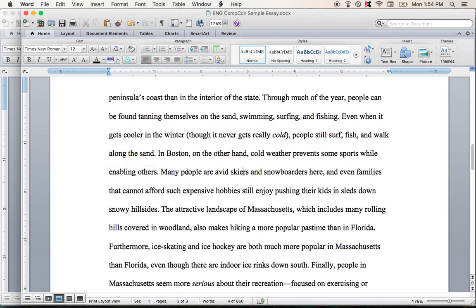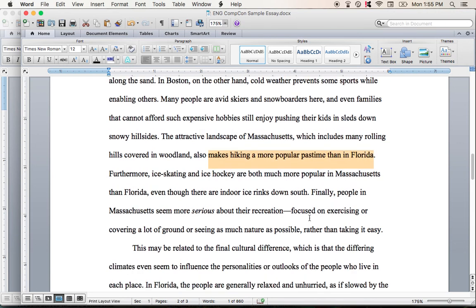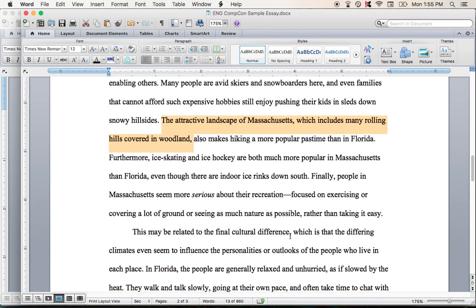And then we have other examples in Boston, on the other hand: skiing, snowboarding, sledding, and then hiking is more popular than in Florida. Ice skating and ice hockey. We have a lot of examples, as well as some explanations of why something might be more popular in one place than another. And then at the end, we have sort of a new way in which it's different.